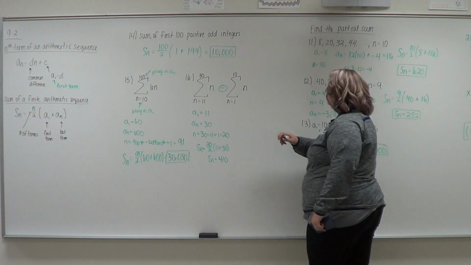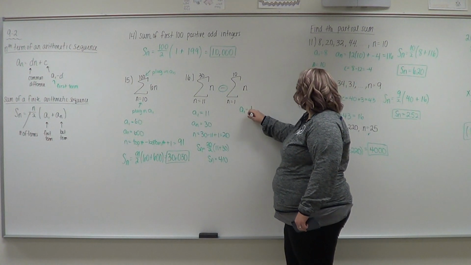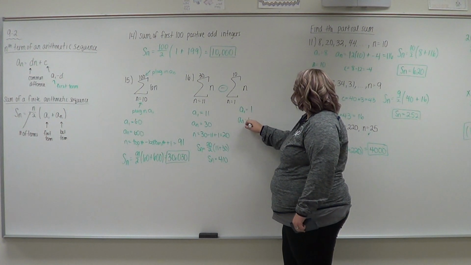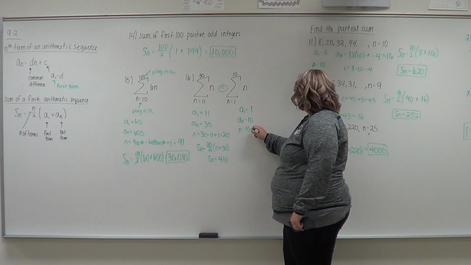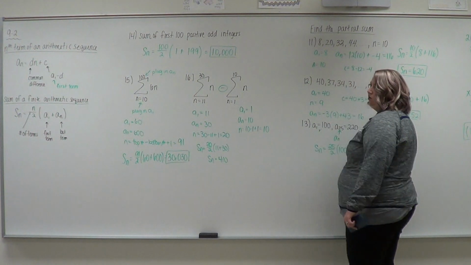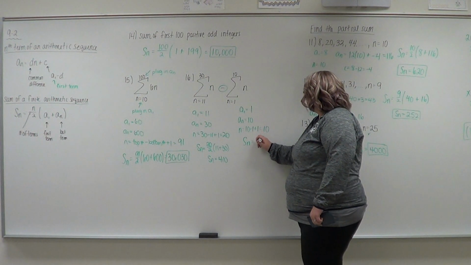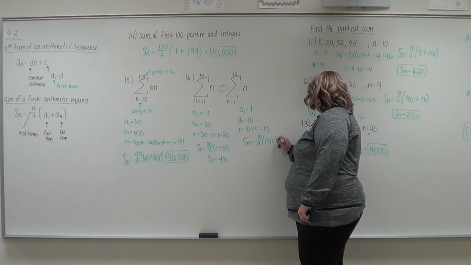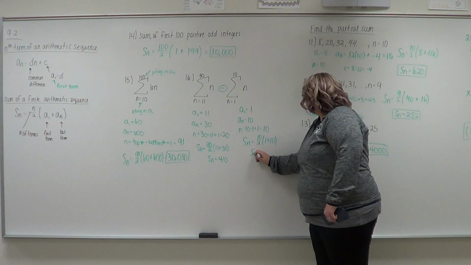Okay, then I find my sum on the next part. So find A1, plug in the bottom number. To find AN, I plug in the top number. And then to find N, top number minus the bottom number plus 1. So my N is 10. So my sum of this part would be 10 over 2 times 1 plus 10. So it would be 11 times 5. So my sum of this would be 55.